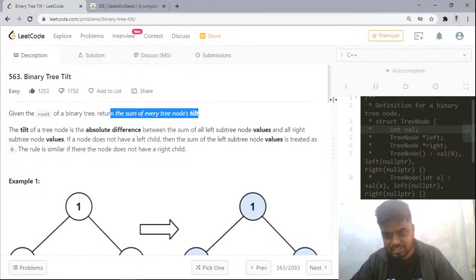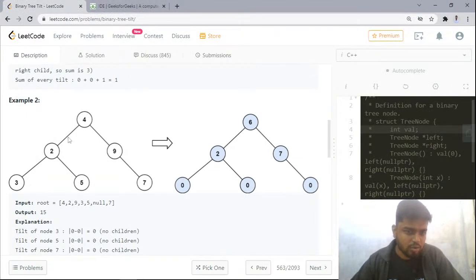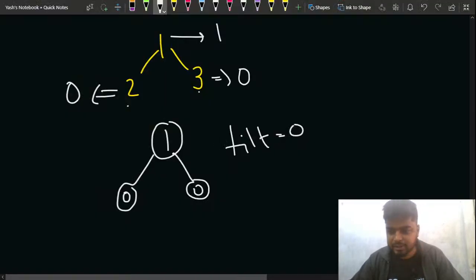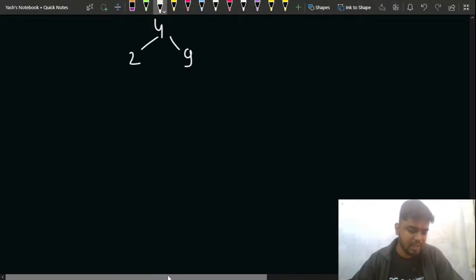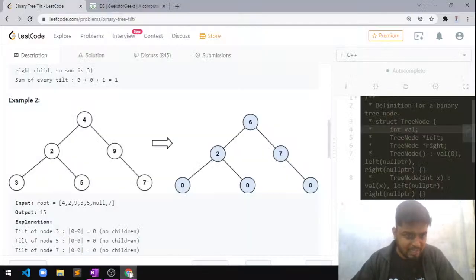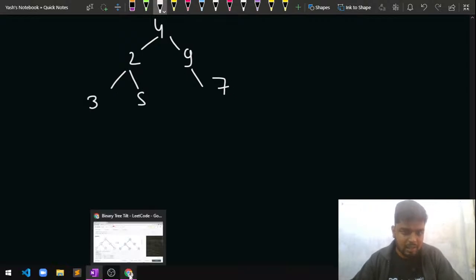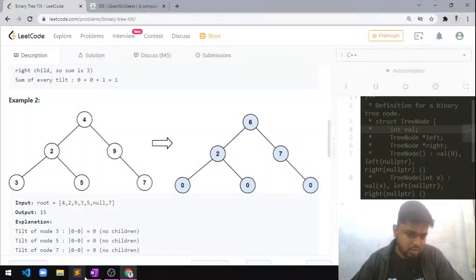Let's say I have this test case where I have 4, 2, 9. Let me write it: first of all, I have 4, then 4 is connected to 2, and 2 is connected to 9. After that, on this side, I have 3, 5 and 7, right? 4, 2, 9 and 3, 5 and 7, right? So this is the case.